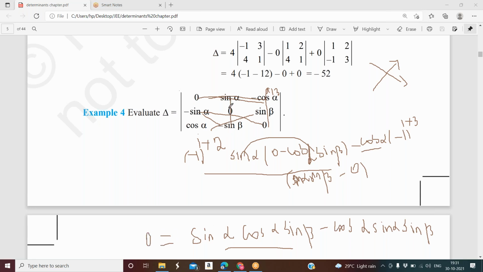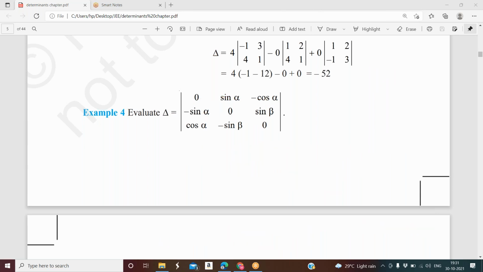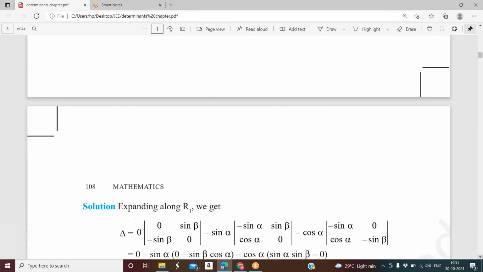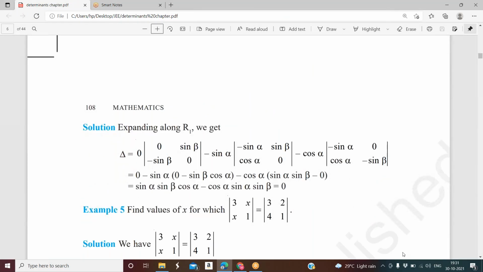So what is the value of the given determinant when you expand this? You will be getting 0. So the value of this determinant is 0. This is the answer. Let me check the answer. Yes, the answer is 0. So, are you able to understand?